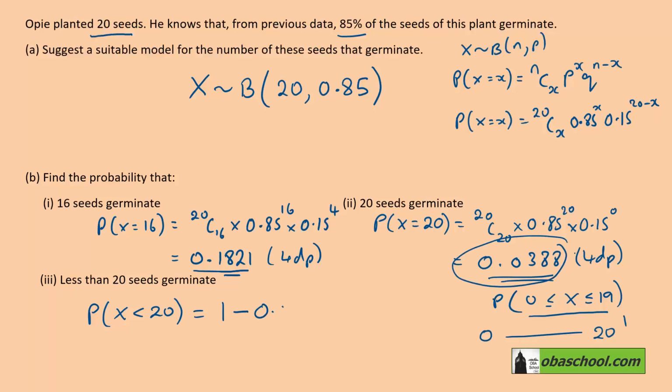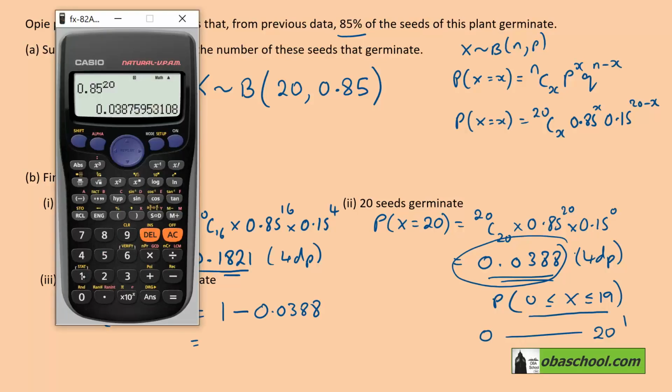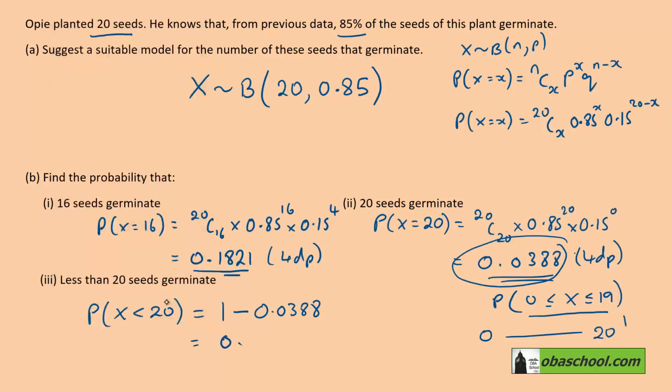So 0.0388. And we'll just calculate that. So 1 take away 0.0388, 0.9612. Again, to 4 decimal places.